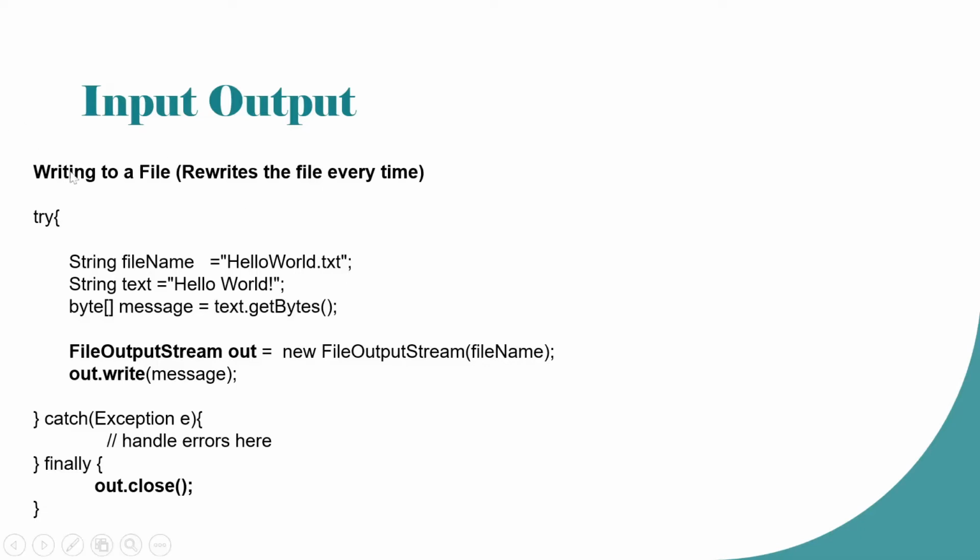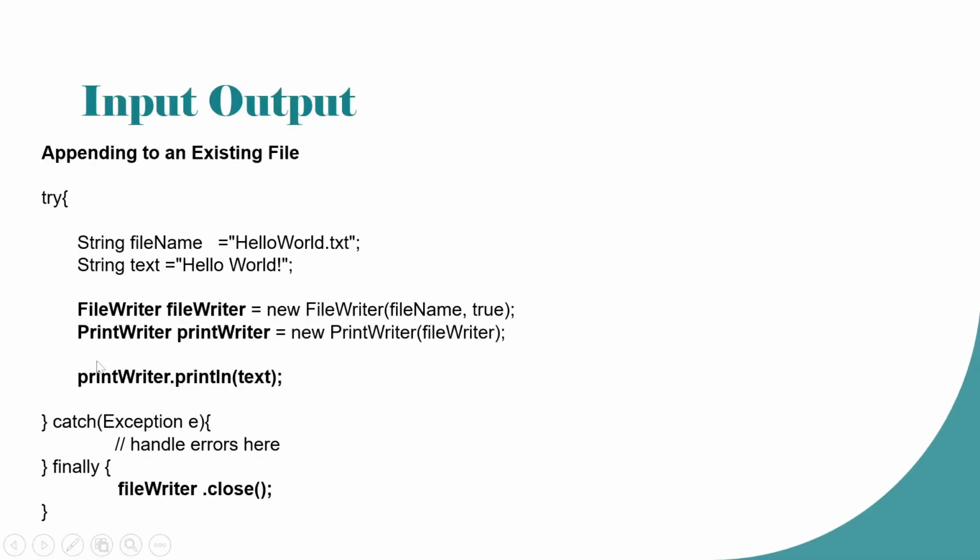There is one problem with using the file output stream, and that is every time I write to a file, it rewrites the file. Now that's fine for the first time, but the second and third time I want to be able to add additional text to it and not rewrite the file. So we need to use a different class to do that, and that is the print writer. The print writer works together with the file writer.